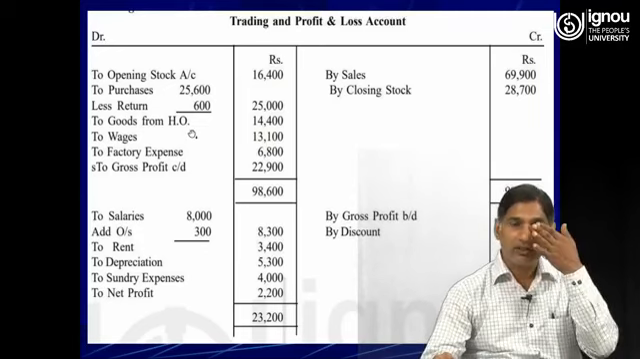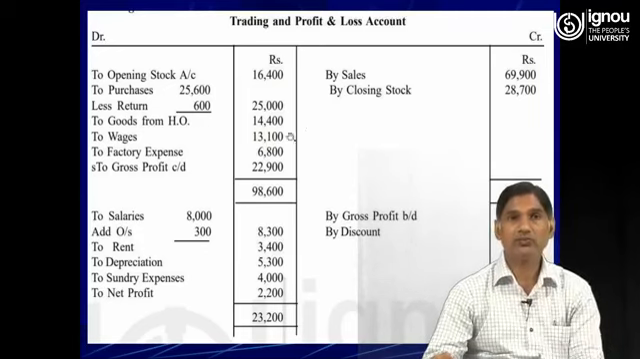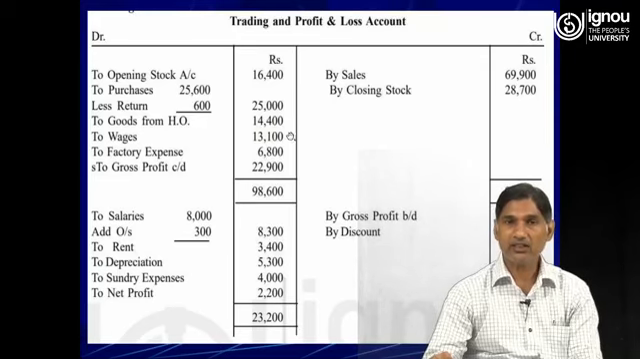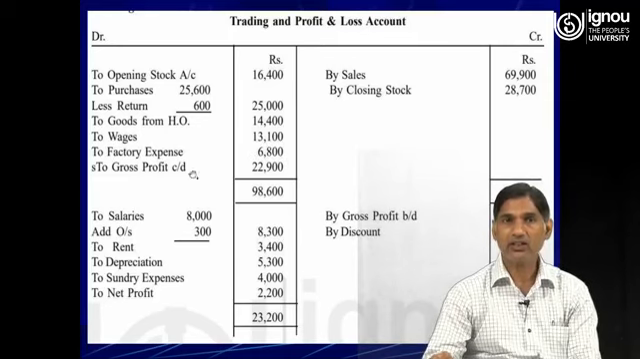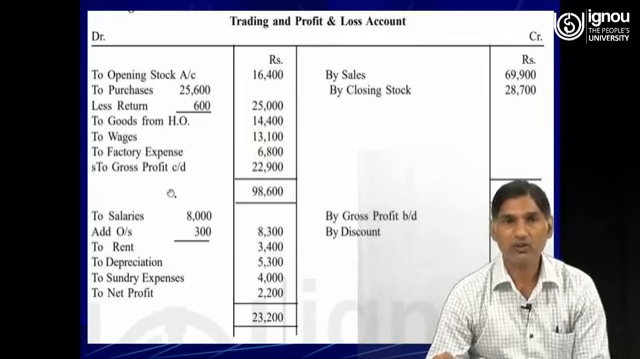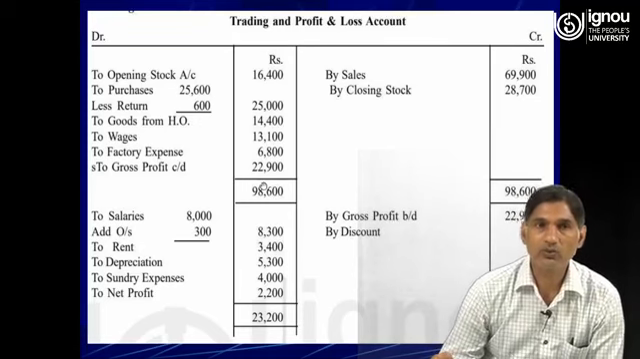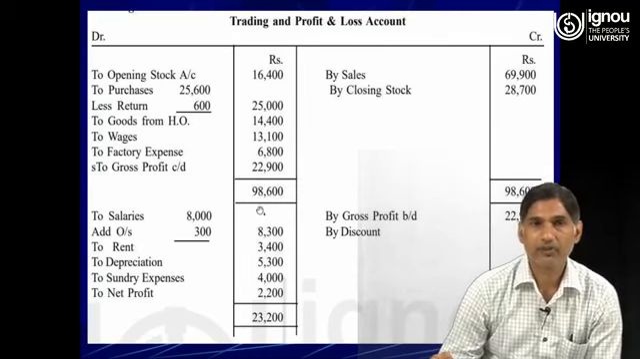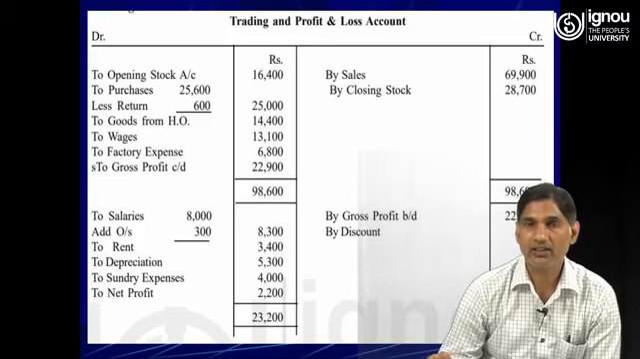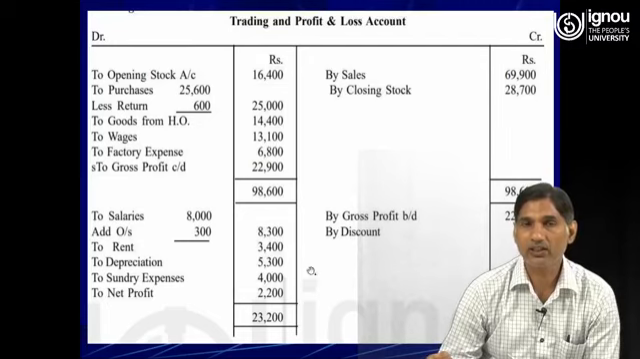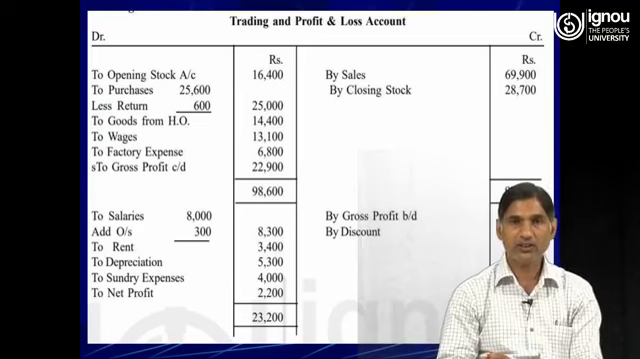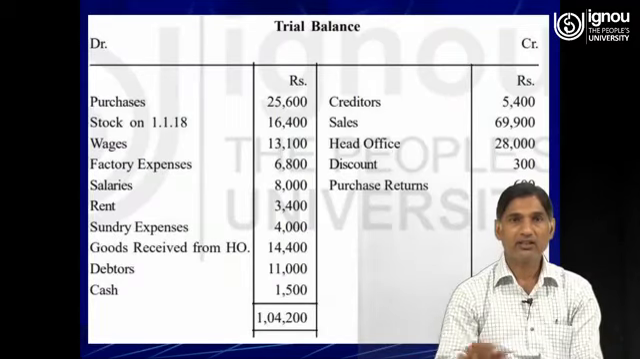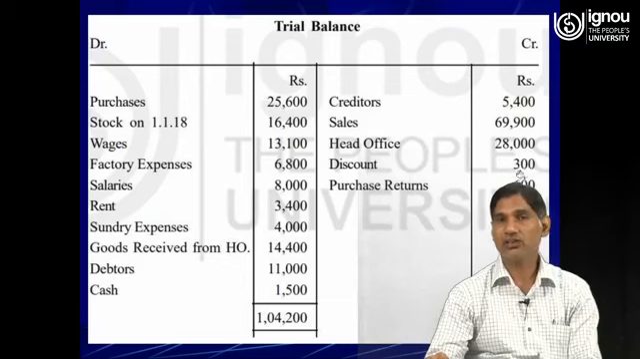Goods from head office mentioned 14,400. Wages mentioned in the trial balance 13,100. Factory expenses mentioned 6,800. So this is the amount of gross profit 22,900. So total is 98,600. It is brought down. Gross profit 22,900. Discount it is given in the question 300. Discount received, we can check it. Discount received, yes, discount received credit side 300.